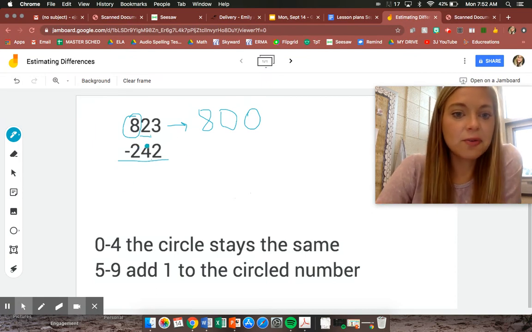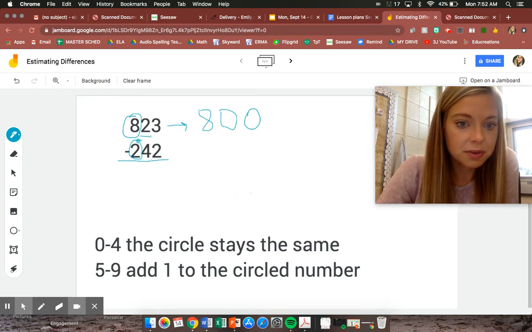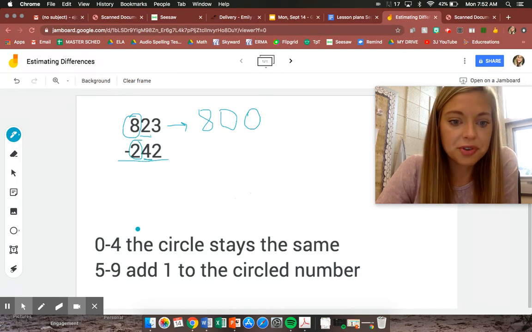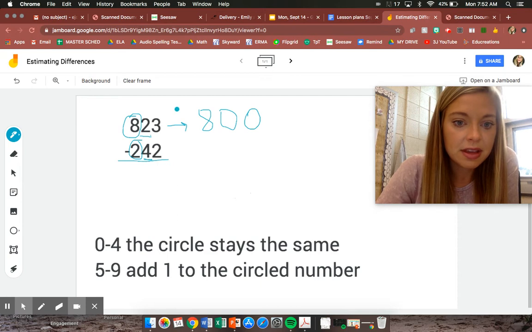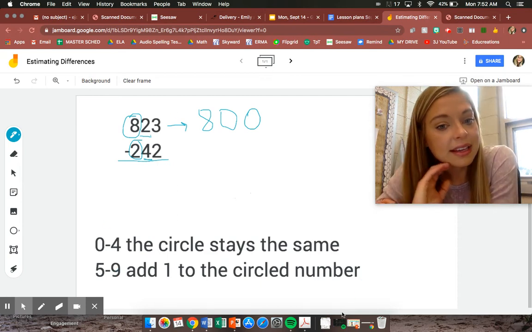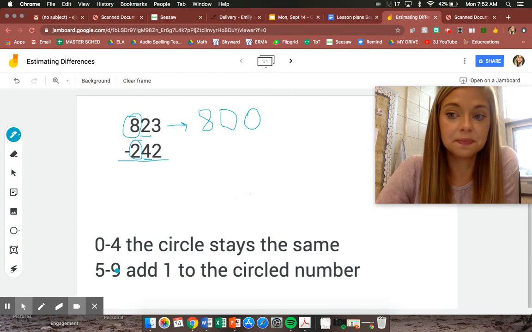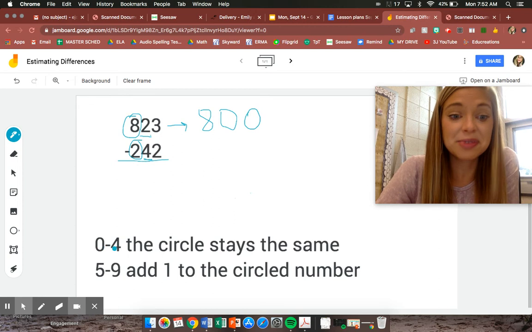Okay, 242. Now find the place value, which would be the hundreds place. Circle the digit. Move to the right and underline it. 0 through 4, the circle stays the same. 5 through 9, adding 1 is the game. So is 4 in between 0 through 4 on a number line? Or is it in between 5 through 9 on a number line? 4 is in between 0 through 4, right? It is 4. So it's in between 0 through 4.